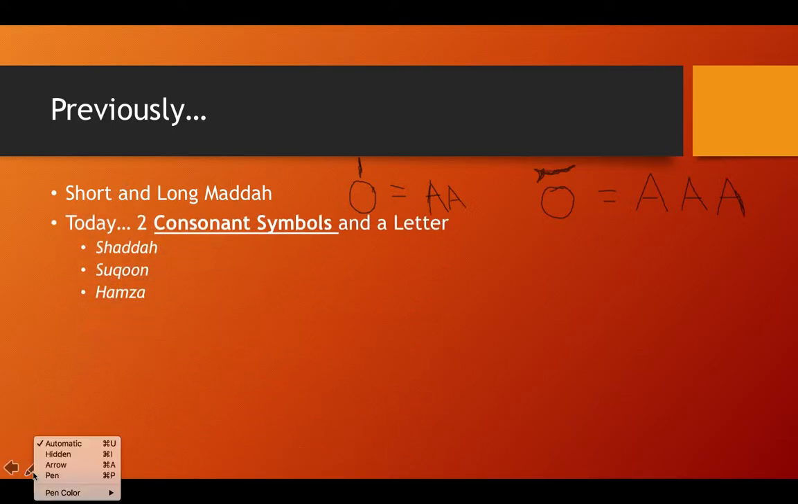So today we're going to be talking about something that's a bit different, and that is the 2 consonant symbols and a letter, okay? So we have the Shaddah and the Suqoon that mainly act on consonants in the Arabic alphabet. So for example, letter Sin, letter Sod, letter To, letter Ra, etc. And letter Fa, okay? And then the letter Hamza.